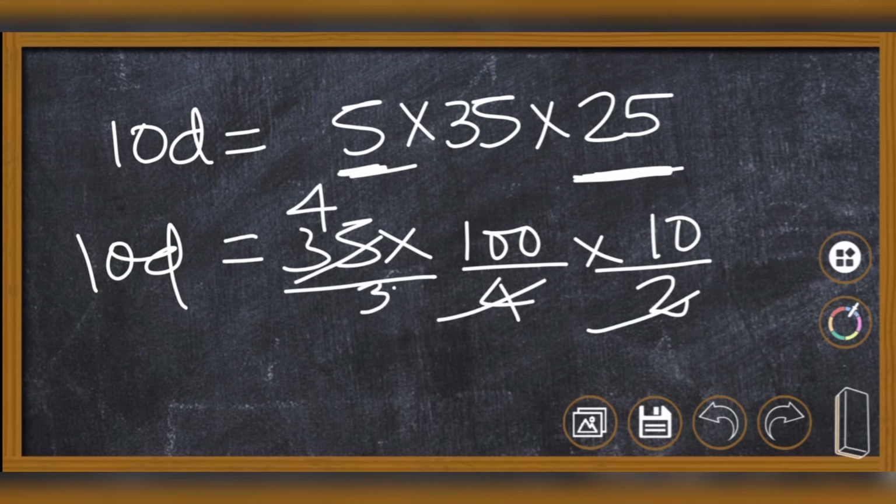So 35 by 8: 8 fours are 32, 0 becomes cancelled. 8 3s are 24, 6 is a remainder. So 8 7s are 56 and 4 is a remainder. So 8 5s are 40. So 4.375 is the answer. 10d is equal to 4.375 into 100 into 10.